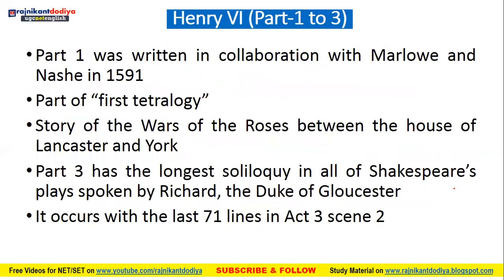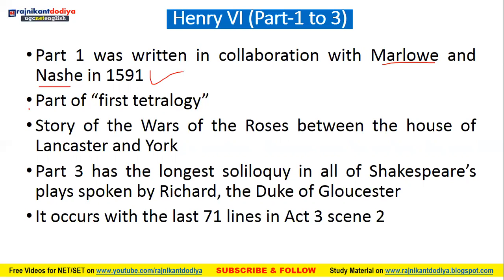Then, friends, Henry VI, part 1 to 3. This particular play includes three different parts. So three different plays are there in this particular play. Part 1 was written in collaboration with Marlowe and Thomas Nashe in 1591. It is believed that it is a collaborative work. Christopher Marlowe and Thomas Nashe helped Shakespeare in writing this particular work in 1591.